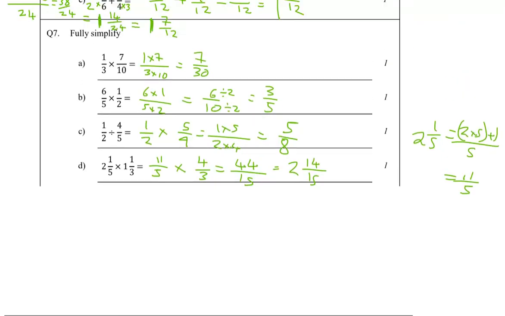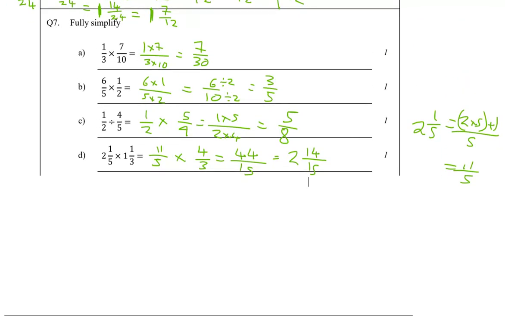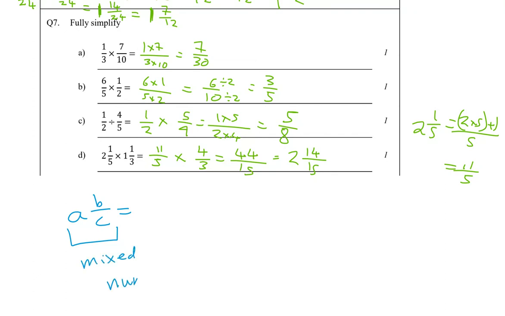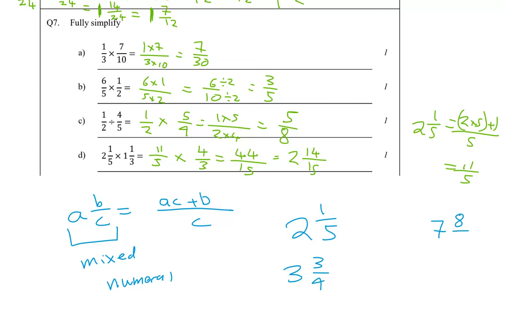Okay, so that ends our video on fractions. Just a little recap. Say for instance we have a, b over c. This is called a mixed numeral, and we can convert a mixed numeral into an improper fraction by multiplying a by c, adding b all over c. So you have a go at converting 2 1/5, 3 3/4, and 7 8/9.